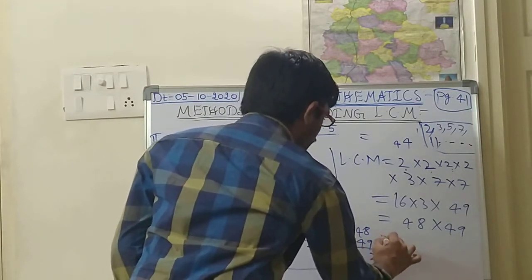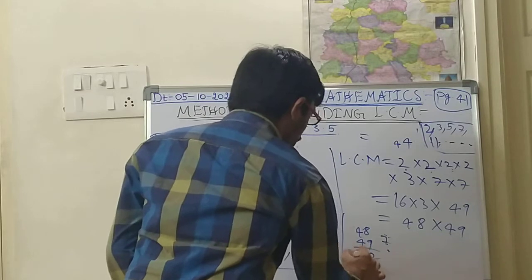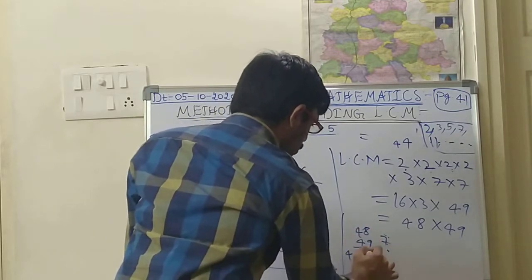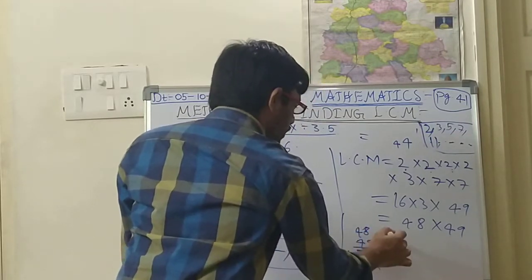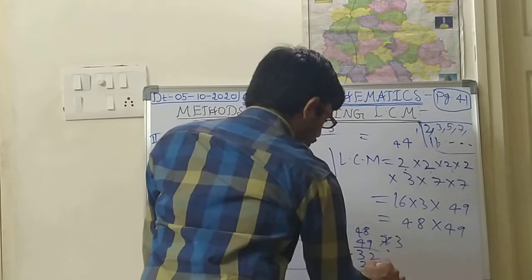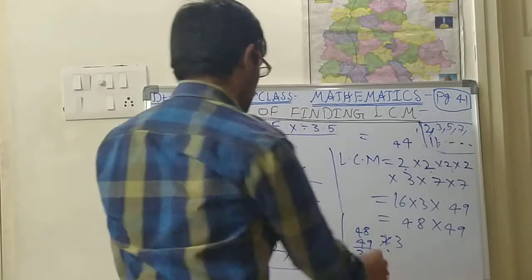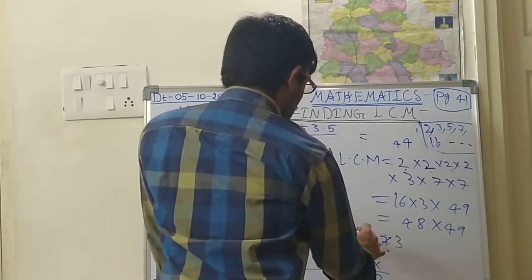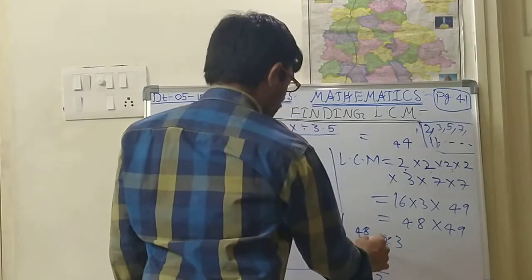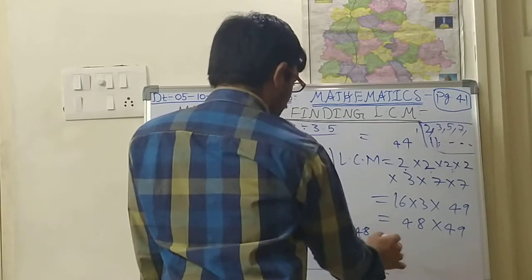9 8s are 72, 7. 9 4s are 36, 37, 39, 43. Next 4 8s are 32, 3. 4 4s are 16, 17, 18, 19. Multiply this one, add this 2.